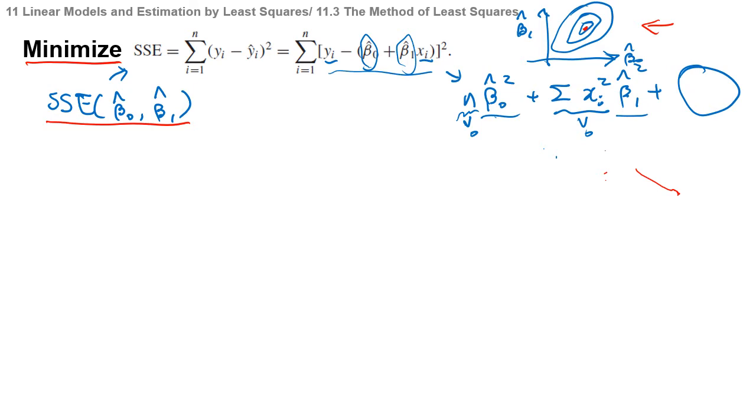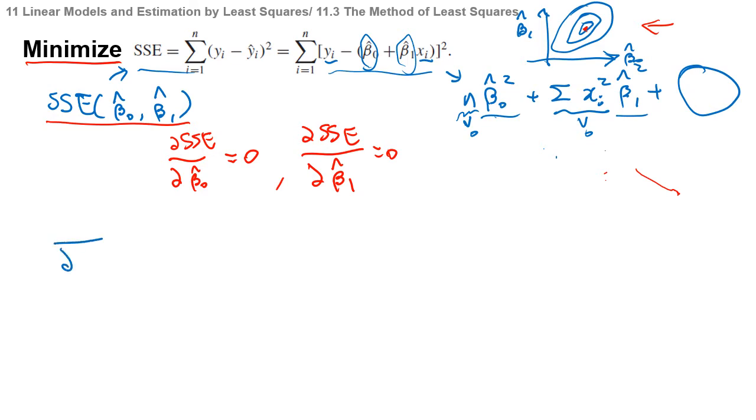To do that, we differentiate SSE with respect to beta 0 hat and set it equal to 0, and differentiate SSE with respect to beta 1 hat and set it equal to 0. Then we can find beta 1 hat and beta 0 hat at this point. So what we do is differentiate the sum of squared errors with respect to beta 0 and beta 1. So let's do it.